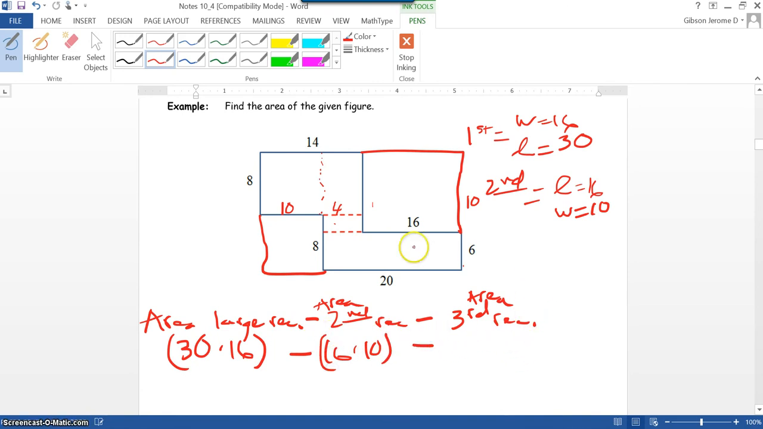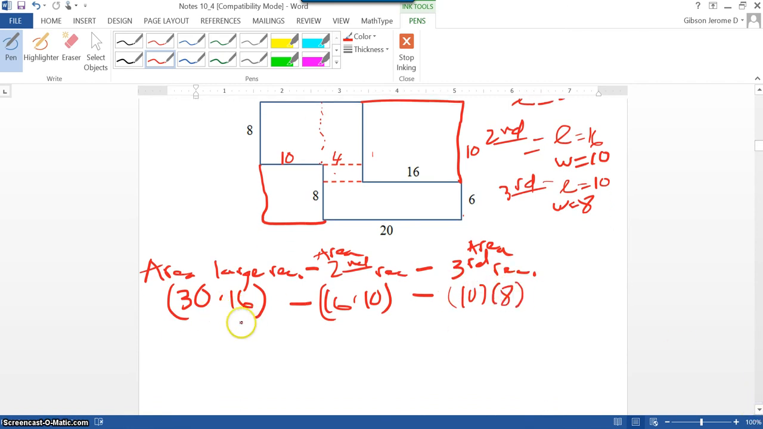Now our third rectangle, which is here, we know this is 8. So we know that our width is 8. Let me put third. Our width is 8. Now we need to find the length. Now the length goes across here. Now we know from here all the way to the end is 30. So we know this has to be 10. So we will add 10 times 8.